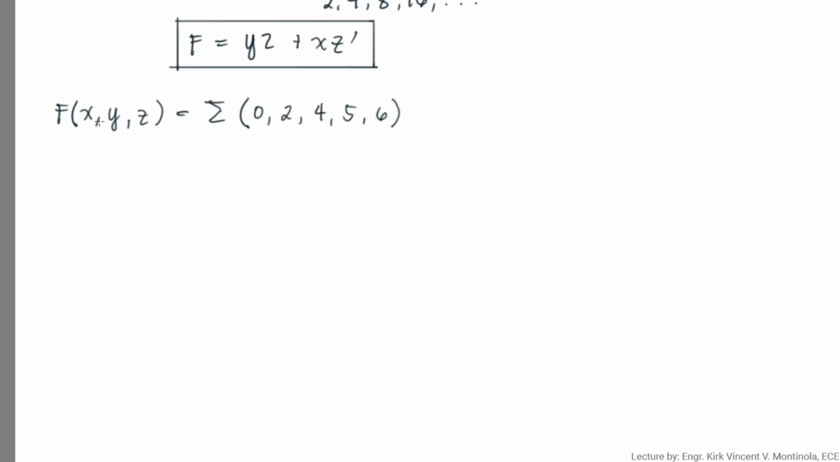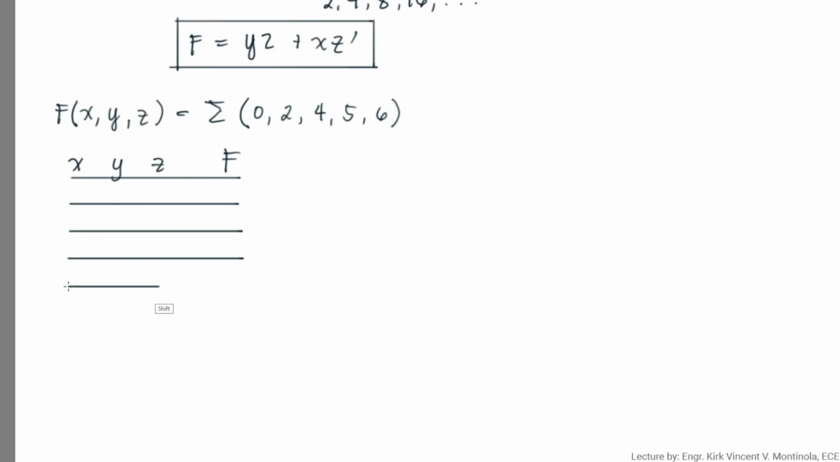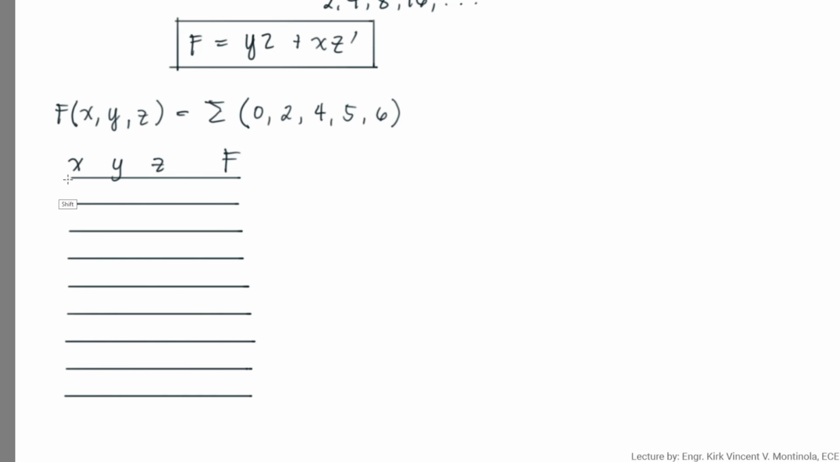Okay, so we have three inputs. So construct tayo ng x, y, z natin. Then we have the output f. Okay, so we have the combinations of how many combinations of input? That is three inputs. So we have 8 combinations. Okay, 8 combinations: 0, 1, 2, 3, 4, 5, 6, 7. Then we have 8 combinations.